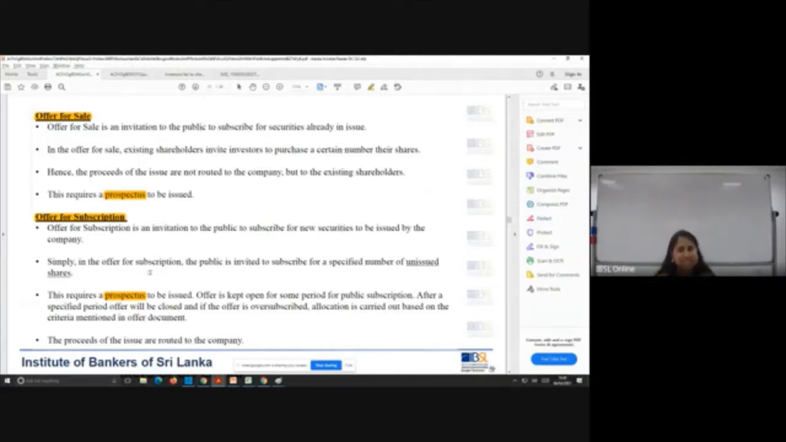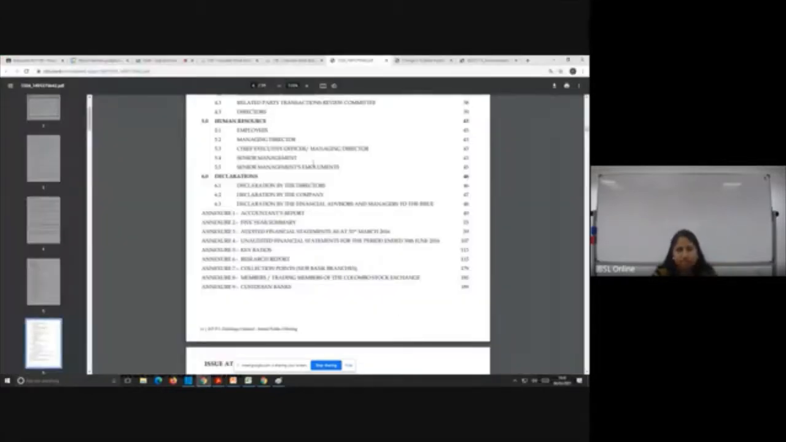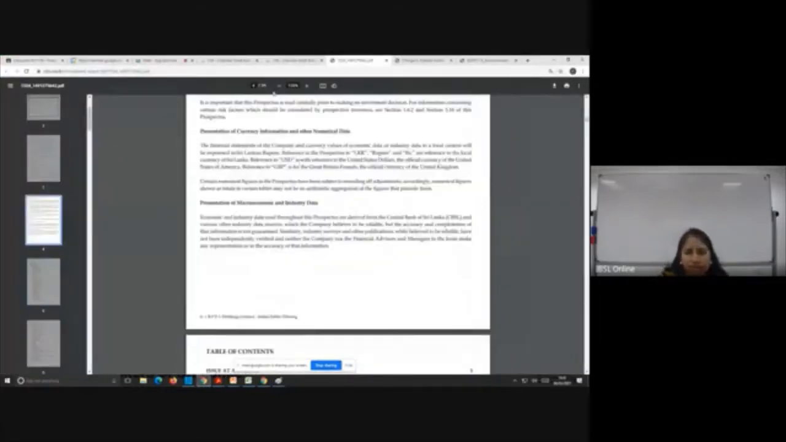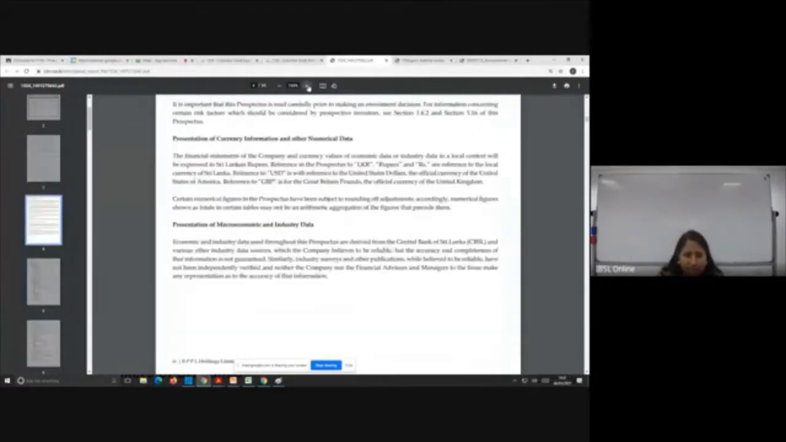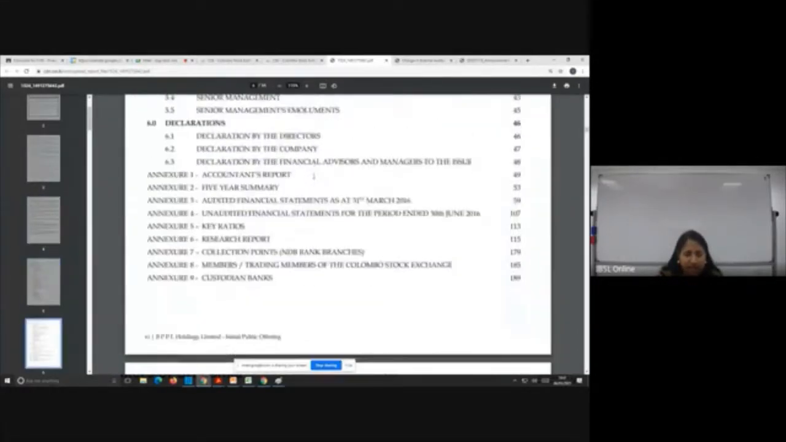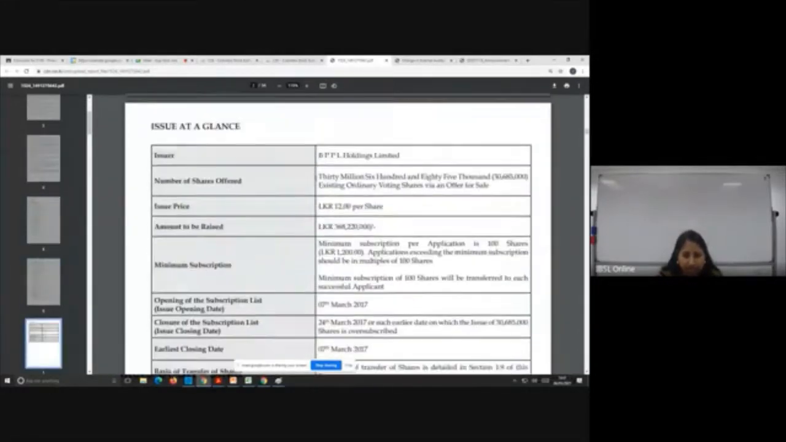Okay, the existing shares are issued to the public. Okay, and the selling shareholder gets the money, which is important. Now, you can say practically, if you take this particular company, VPPL Holdings, what they did was they did an offer for sale.